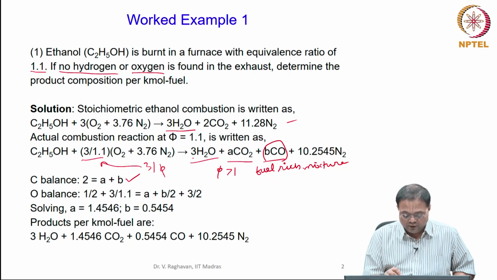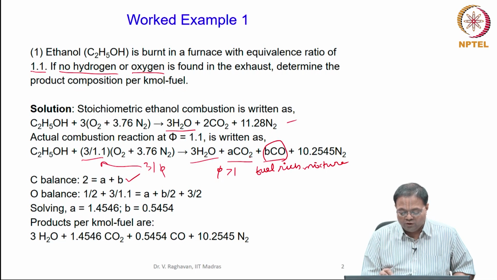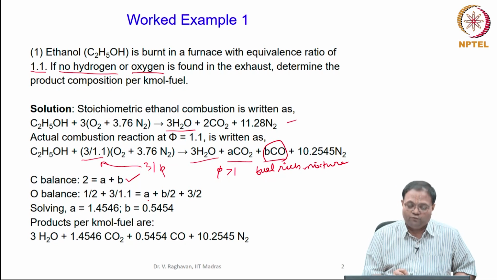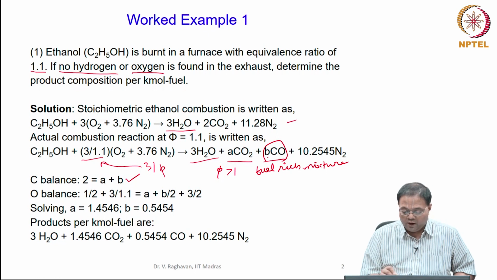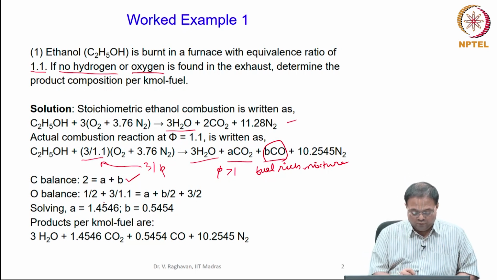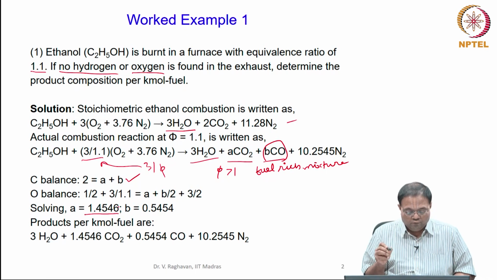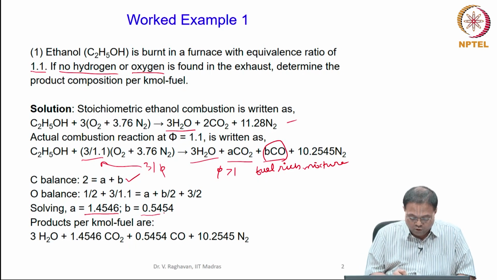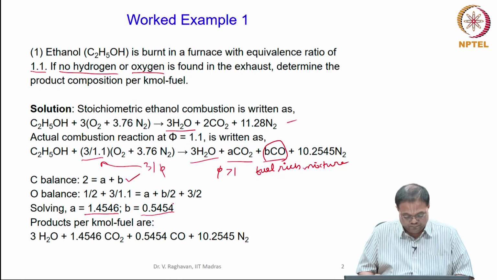Right hand side, 3 H2O has 3 by 2 O2. So 3 by 2 O2 corresponding to H2O. Then A CO2 will have A moles of oxygen, and B CO will have B by 2 O2. Okay. So now if you balance this, you will get another equation involving A and B. So solving these two together, you will get A equal to 1.4546 and B equal to 0.5454.